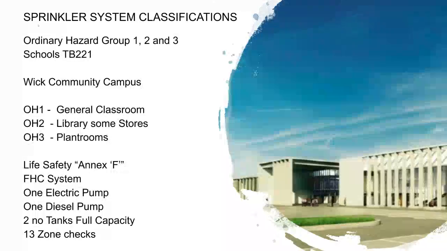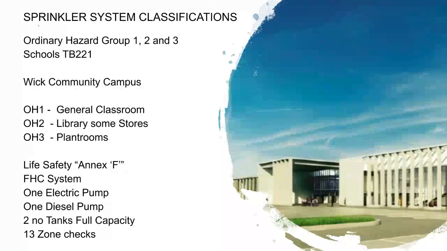So for instance, Wick Academy, we could determine that the school had different areas, different hazard classifications. So for instance, Ordinary Hazard Group 1 was a general classroom, and then Ordinary Hazard Group 2, library with some stores in it. Ordinary Hazard Group 3, the plant rooms are rather large in that school, as you can imagine.